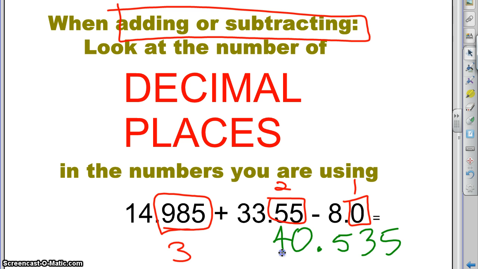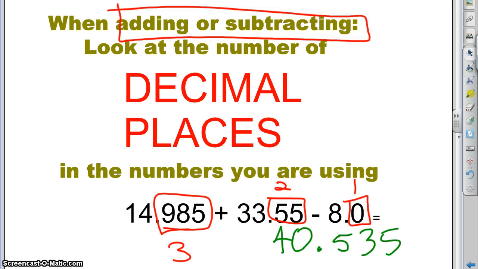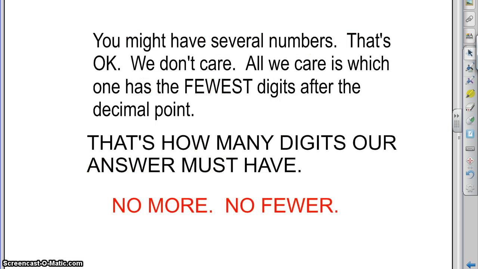So, what did we just learn? You might have several numbers. That's okay, we don't care. All we care is the one that has the fewest digits after the decimal point. That's how many digits our answer must have. No more, no fewer.